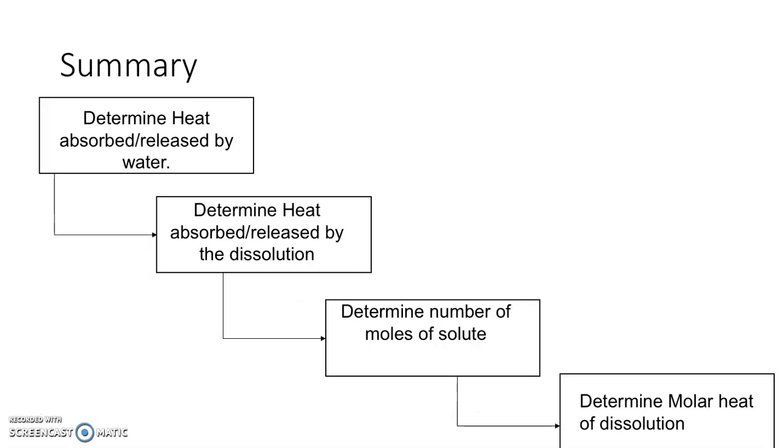Now, that's pretty much all there was to it. And so you can have a little summary here, follow all the steps that we just did. So step 1 was determine the heat that was absorbed or released by the water, which can immediately tell us what the dissolution did, because whatever energy was released by the dissolution went to the water. Now that you have the energy of the reaction, you just got to divide it by the number of moles of solute. So solute was the thing that we dissolved, which was the copper sulfate, and that gets you your molar heat of dissolution. That's all there is to it.